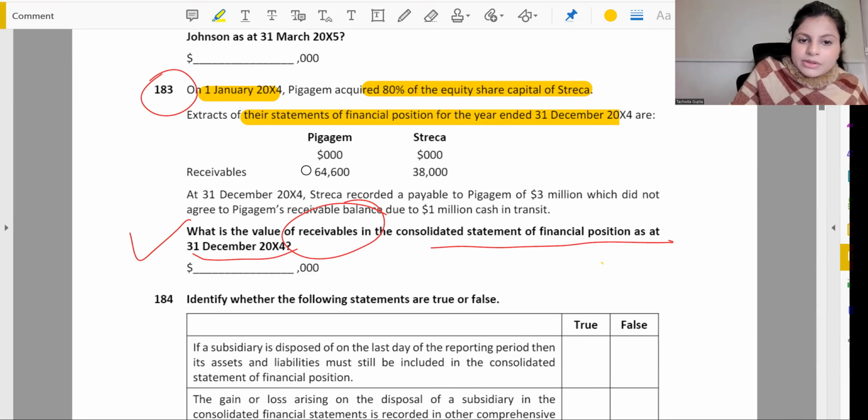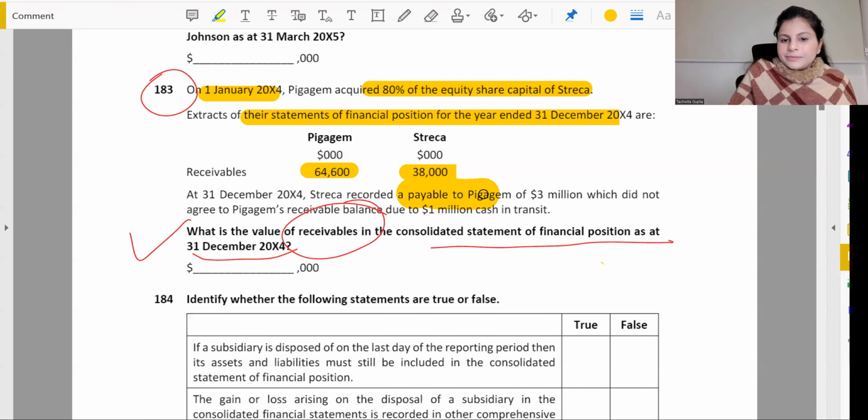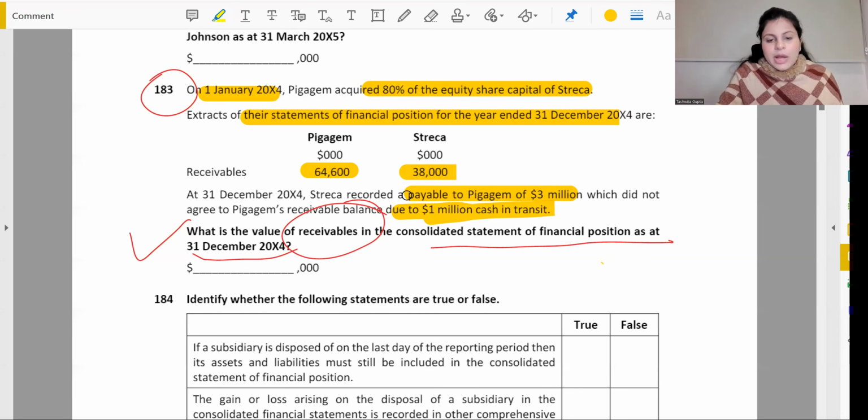We have receivables of parent and subsidiary. At 31st December, that is reporting date, subsidiary recorded a payable of 3 million, which did not agree to the parent's receivable balance due to 1 million cash in transit. So how will you calculate your cash in transit? How do we adjust our cash in transit? Come on, tell me.